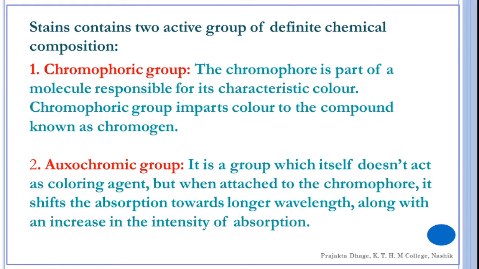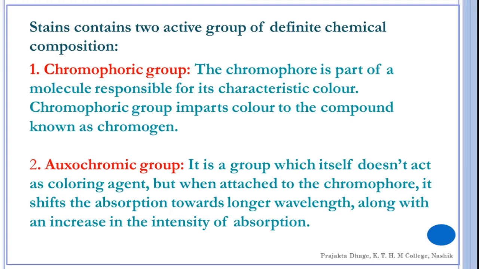The stains are going to have two active groups that have a definite chemical composition. The first one is referred to as the chromophoric group and the second one as the auxochromic group. Now what is the chromophoric group? The chromophore is the part of a molecule responsible for its color. The chromophoric group imparts color to the compounds known as chromogens.